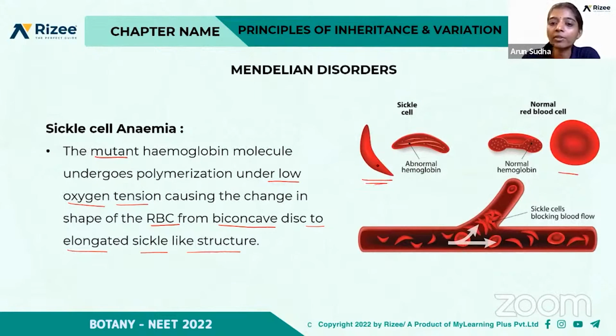So as a result of it, what happens? The sickle cells polymerize together. They group together and they block the blood flow. The sickle cells block the blood flow, which leads to sickle cell anemia. So this is the main symptom in the case of sickle cell anemia, and it is a genetic disorder.